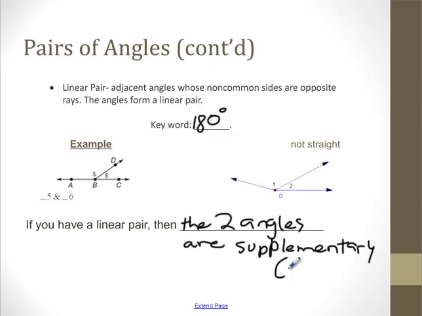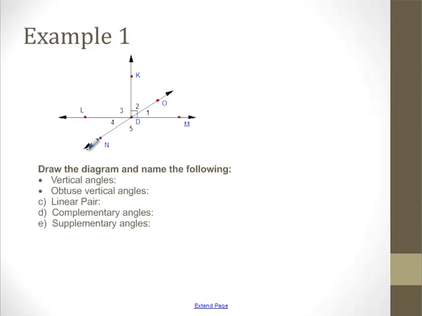And remember, supplementary means 180 degrees. So a linear pair is supplementary. They add up to 180 degrees. Now take a look at this example.